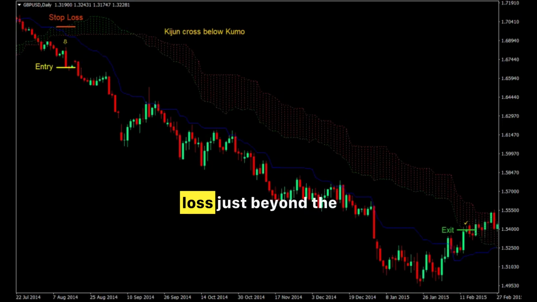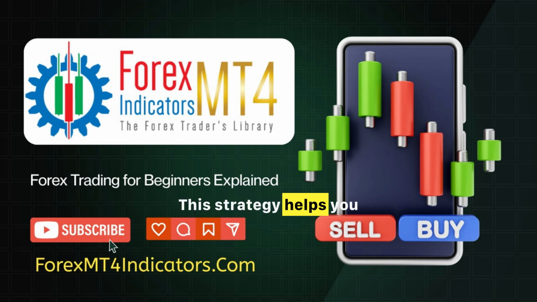Always place your stop loss just beyond the opposite edge of the cloud, and never risk more than 1 to 2% per trade. This strategy helps you catch real trend entries with built-in confirmation.